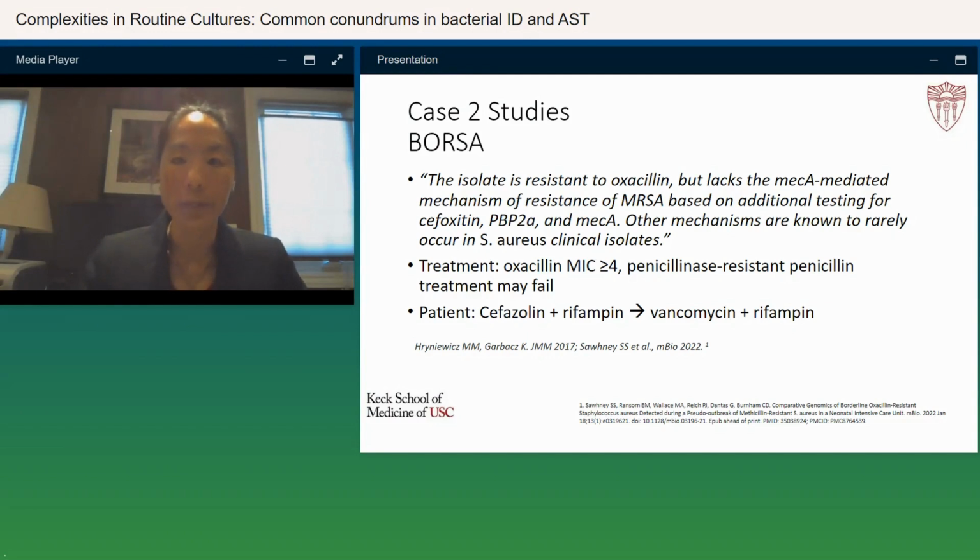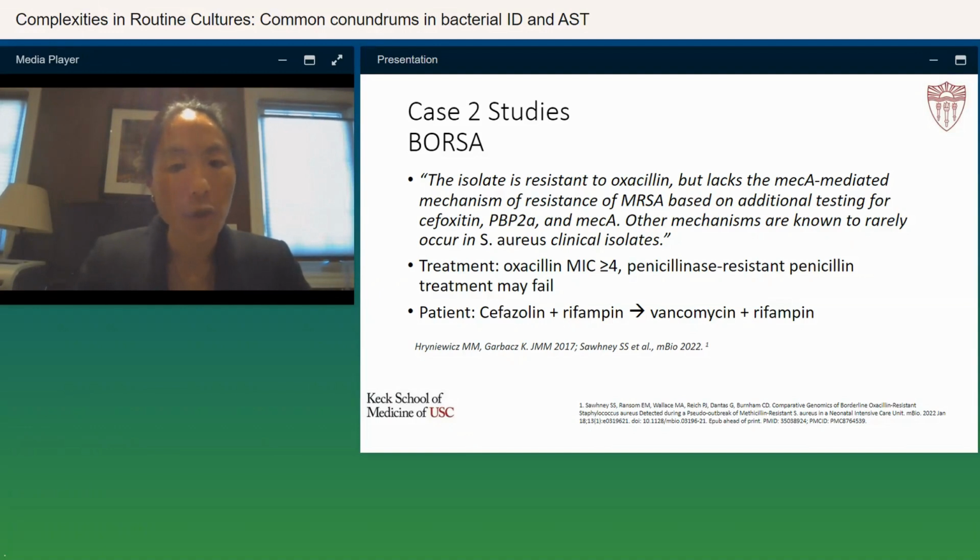I came up with verbiage for cases like this that could be used as a canned comment in future, infrequent cases where we see possible BORSA. It just mentions in the report that the isolate is resistant to oxacillin, but lacks a mecA-mediated mechanism of resistance based on additional testing. And then it acknowledges and educates providers that other mechanisms are known to rarely occur in Staph aureus clinical isolates, causing this oxacillin-resistant phenotype.